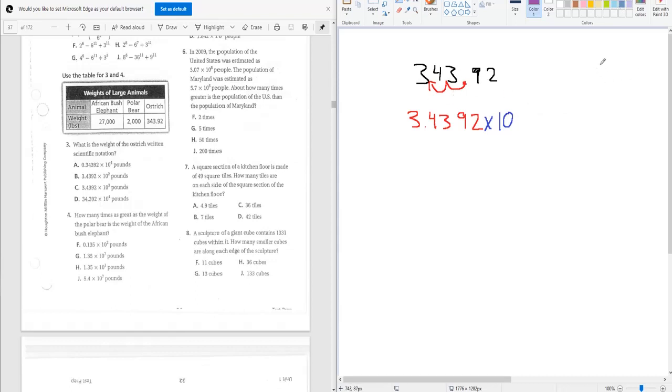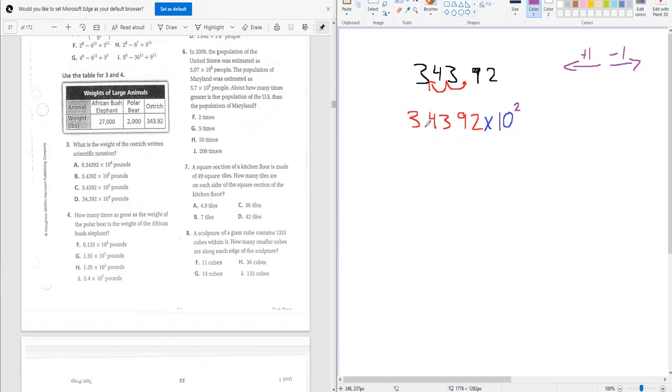So every time that I moved left, I need to plus 1, and every time that I move right, I need to minus 1. Since I moved 2 places to the left, that means that I have a positive 2, a plus 2 exponent. This is my final answer for the scientific notation.